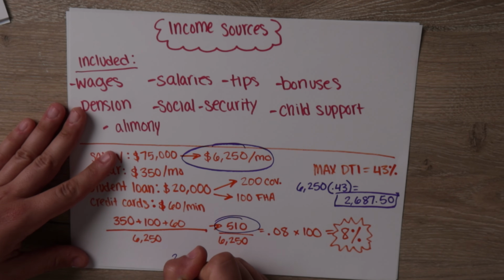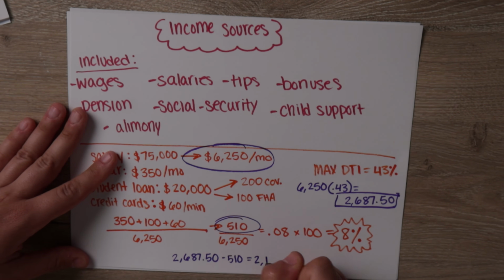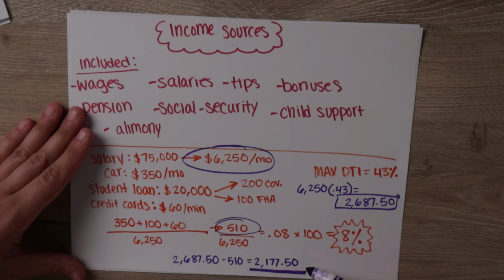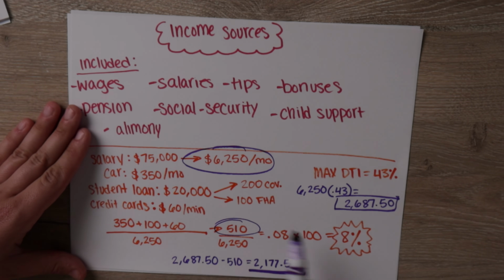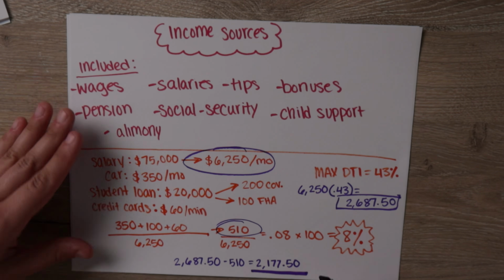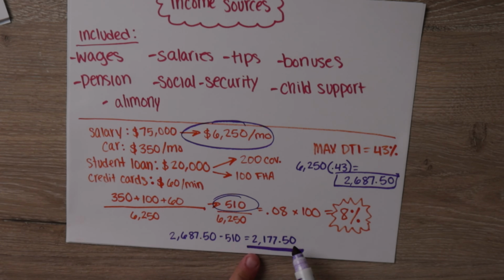So I'm going to take my $2,687.50, subtract 510, and that's going to give me $2,177.50. This right here is how much I can afford on a monthly basis given my $75,000 income with my current debt load. Now this payment right here is not just my principal and interest. This needs to include principal, interest, taxes, and insurance on your home. Also, if you are buying a home that isn't in the HOA, dues need to be factored into this as well.